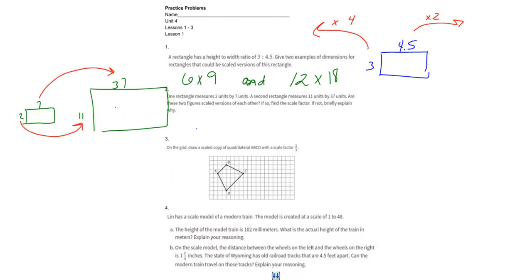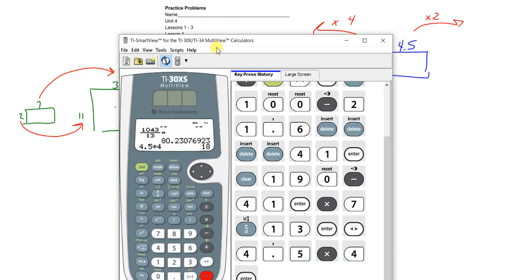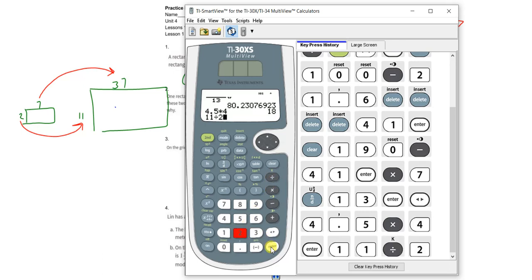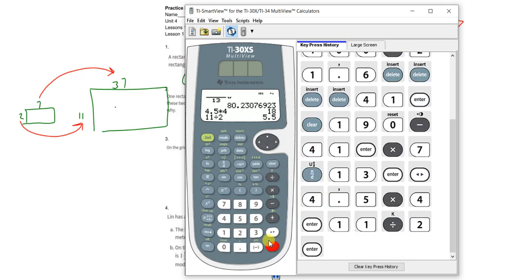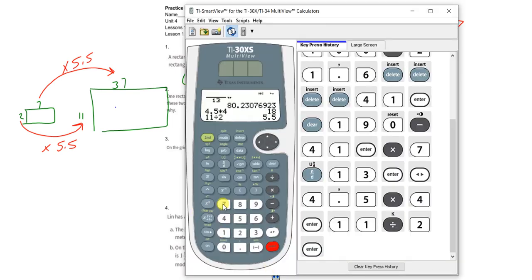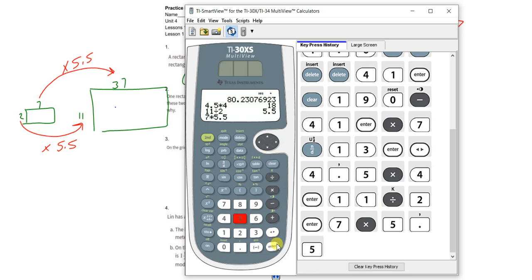So let's try it out. First of all, what could I multiply 2 by to get 11? Well, I have to find their quotient. So 5.5. Okay, the question is, does 5.5 work for this one also? That's the question. Well, let's try it out. 7 times 5.5. It's 38.5, and that's not 37. No, it doesn't work.